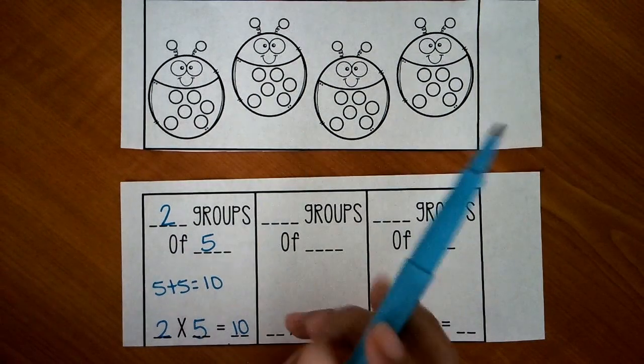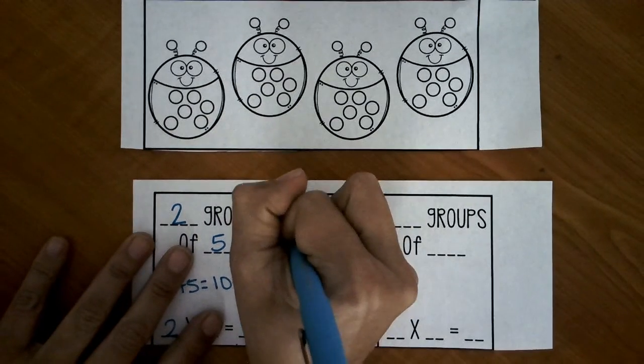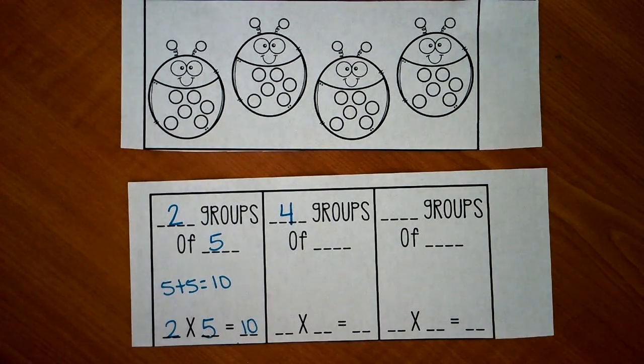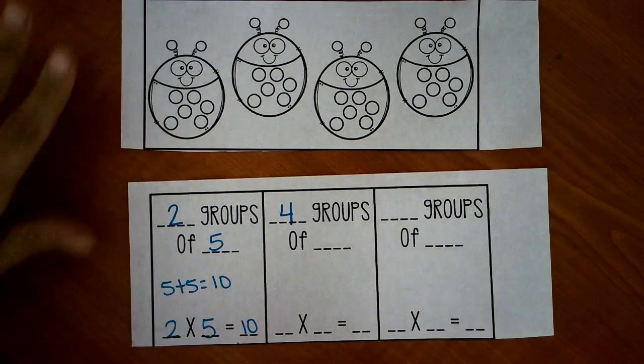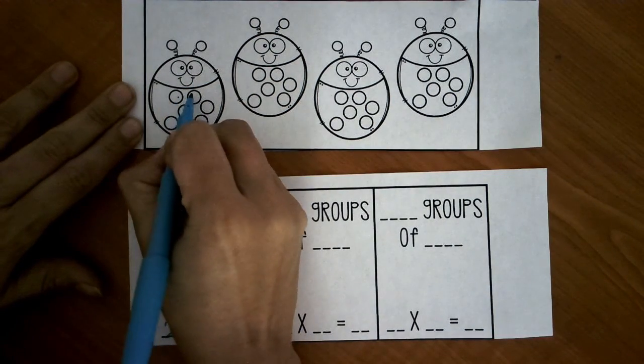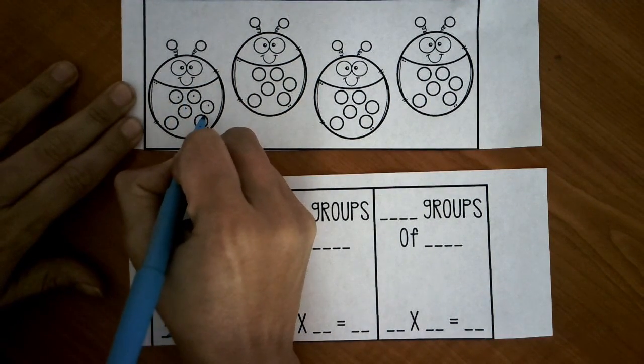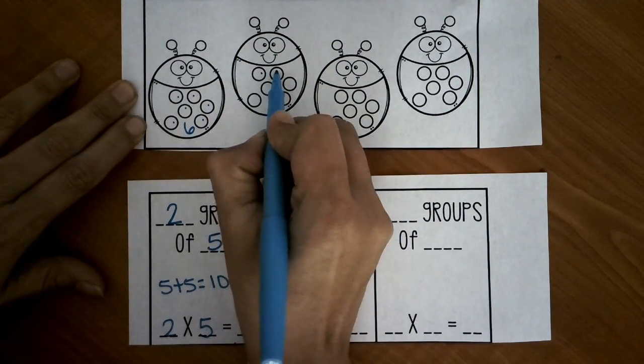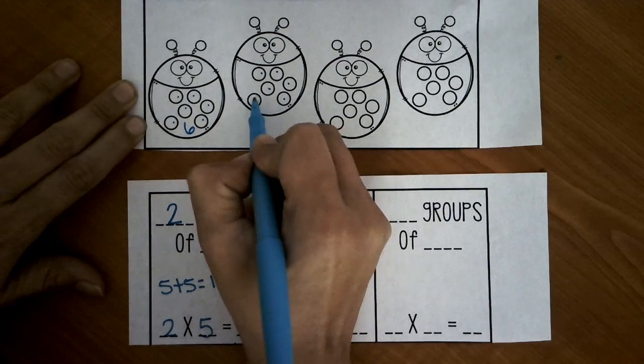1, 2, 3, 4. 4 groups, or 4 ladybugs. How many dots does each ladybug have? We need to count. 1, 2, 3, 4, 5, 6.